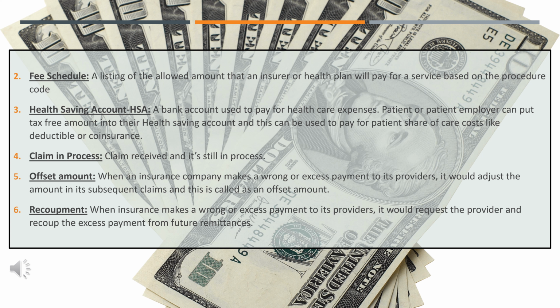Offset amount. When an insurance company makes a wrong or excess payment to its providers, it would adjust the amount in its subsequent claims, and this is called an offset amount. Recoupment. When insurance makes a wrong or excess payment to its providers, it would request the provider and recoup the excess payment from future remittances.